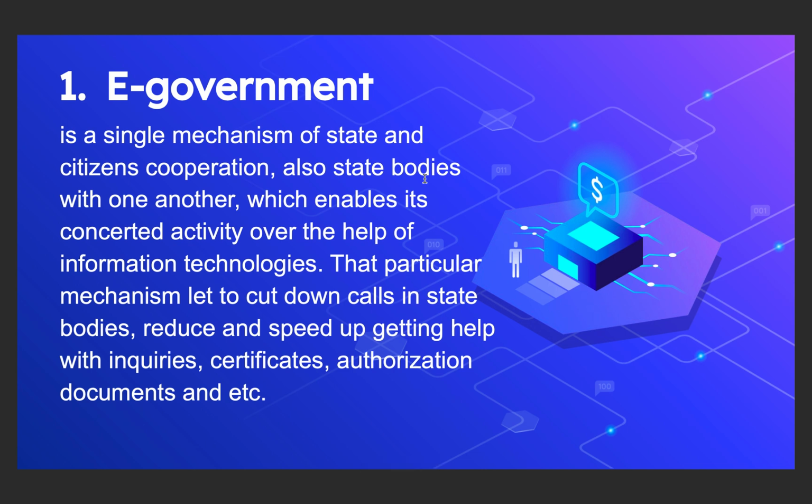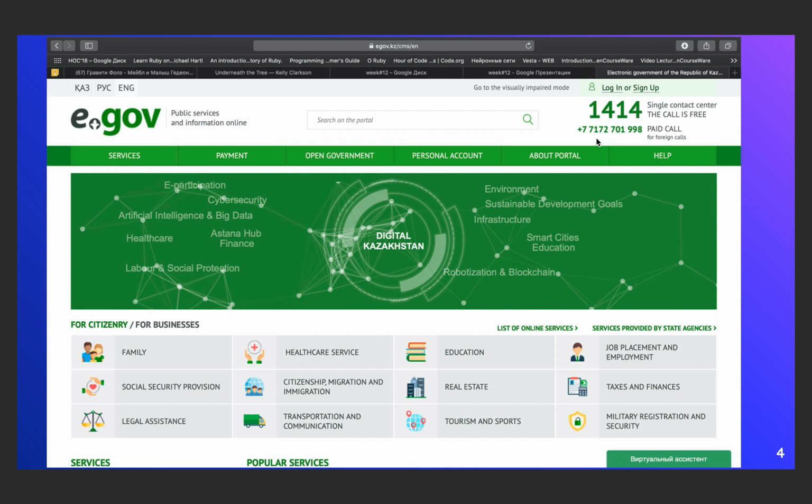E-government is a single mechanism of state and citizens' cooperation, also state bodies with one another, which enables its concerted activity with the help of information technologies. That particular mechanism led to cut down calls in state bodies, reduce and speed up getting help with inquiries, certificates, authorization documents, etc. This one is the main page of e-government.